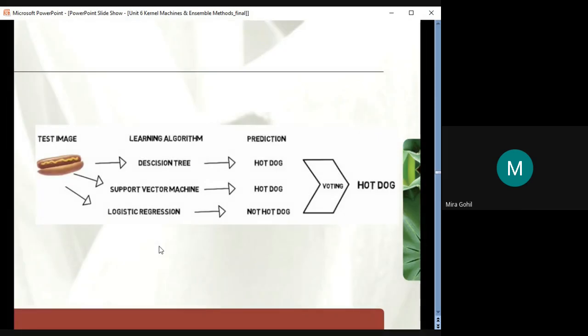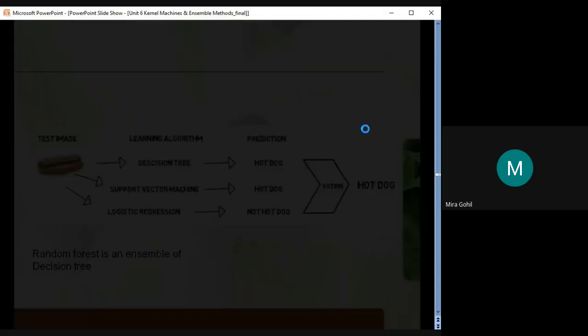तो वोटिंग कैसे होगा, तो now suppose for new data prediction, decision tree is predicting something, support vector is predicting, and logistic regression is also predicting, and the maximum prediction will become your decision. तो यहाँ पे maximum prediction कौन सा है, hot dog, so voting में क्या आएगा, hot dog. ठीक है, तो ये समझ में आ रहा है ना सबको. So that is what we have done with the random forest also.